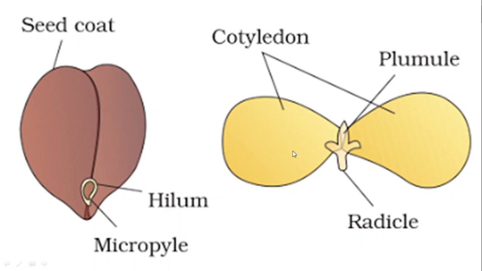Okay. And if you open up the seed, then you can see that this is the embryo, and this embryo has an axis. When it starts developing, it forms an axis. This is called the embryonic axis, and this embryonic axis then develops the cotyledon. I will explain what cotyledons are and how these cotyledons are formed.